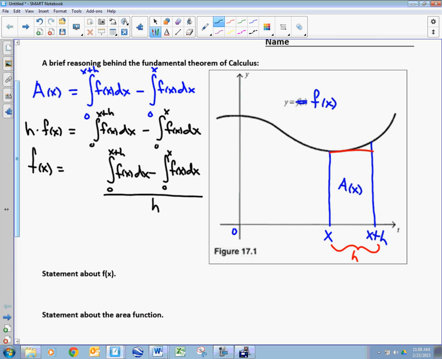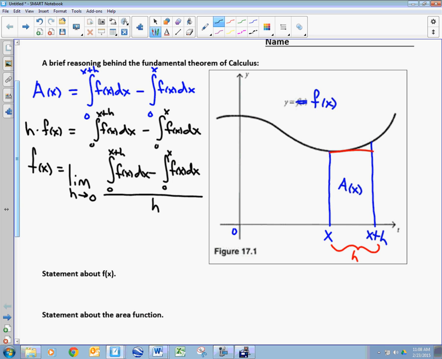Now, would you agree that A of x and h times f of x, the red triangle and the blue area, would you agree that those would be even more similar as h approaches 0? Does this look familiar?